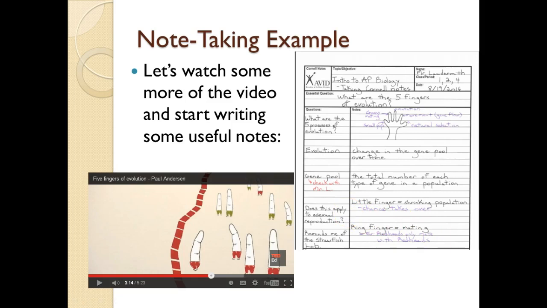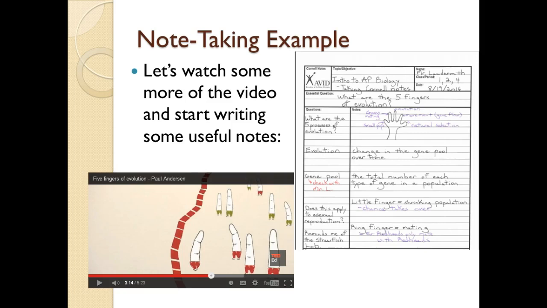They keep talking about couples in this video. I was curious, do these 5 fingers also work for asexual reproduction? Could we use this to describe evolution of bacteria? Might be something I want to ask my teacher. As we were going through this idea of certain individuals mating with others, it reminded me of a lab that we had done in class, and this is a lab we will do in class, called the Strawfish Lab. So I made a note of that because I saw a connection there with something else that we had done in class.